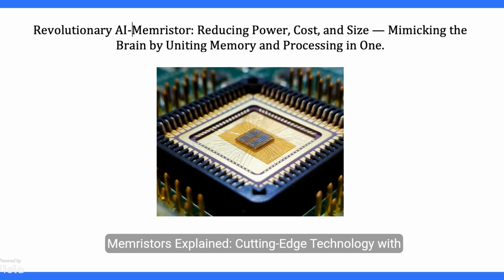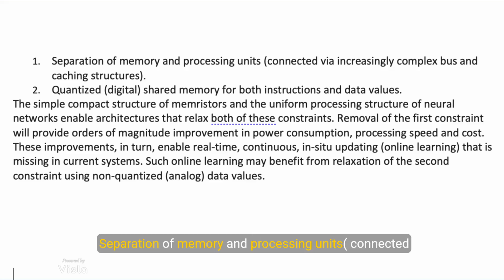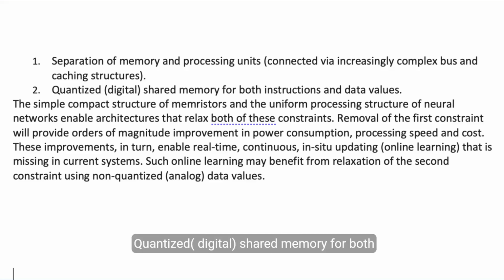Memristors explained: cutting-edge technology with brain-inspired power, low cost, and size efficiency. The currently dominant shared memory von Neumann computers assume two base constraints. 1. Separation of memory and processing units, connected via increasingly complex bus and caching structures. And 2. Quantized, digital, shared memory for both instructions and data values.